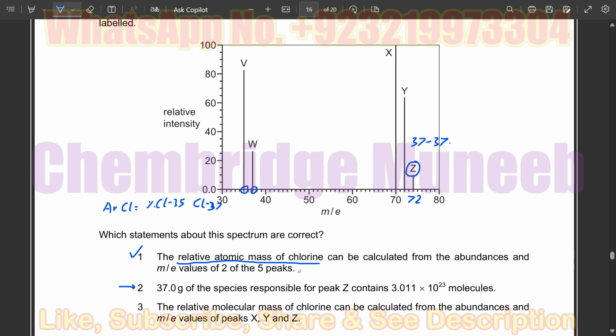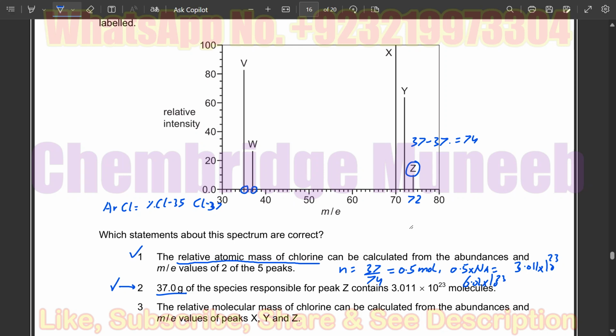Now we have to calculate the moles of this value. 37 plus 37 gives 74 gram. Now convert this mass into moles. So the moles will be 37 divided by 74. This gives 0.5 moles. We now multiply this 0.5 mole with Avogadro's number, NA, which is 6.02 times 10 to the power 23. So the answer comes out to be 3.011 times 10 to the power 23. So that's the right answer. So 2 is also correct.